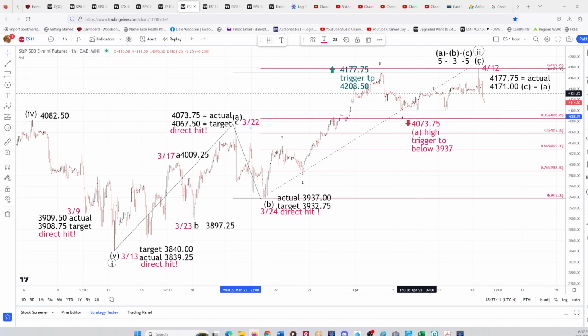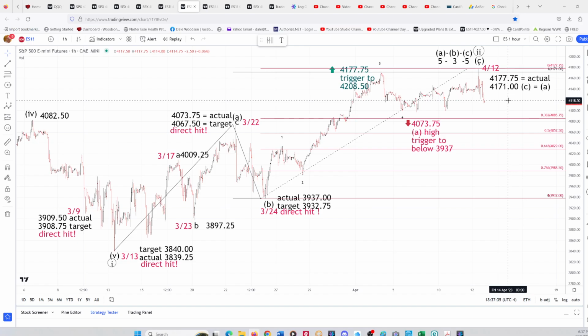That could be an ending diagonal triangle for wave 5, the larger wave C and the larger wave 2 with a circle around it. And A, B, C up, 5, 3, 5 pattern. And it completed at 41.7775 today, which was a key reversal day. It was close to a direct hit.